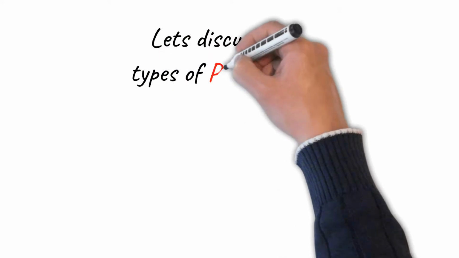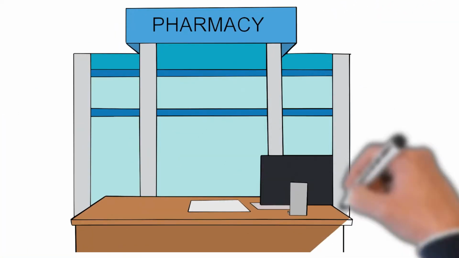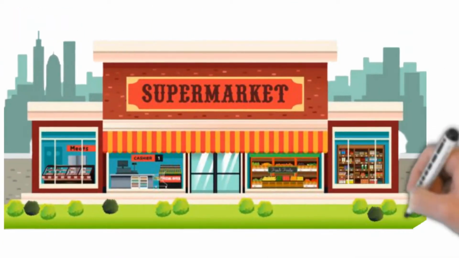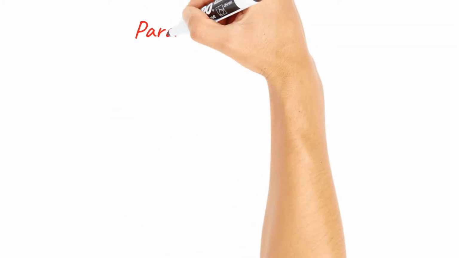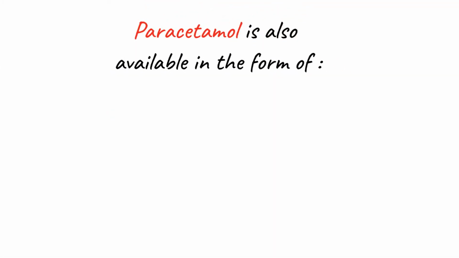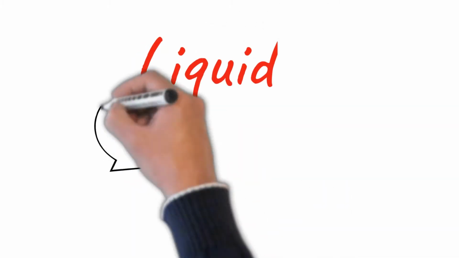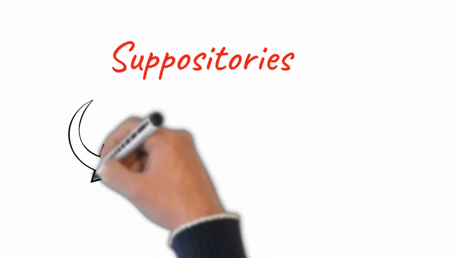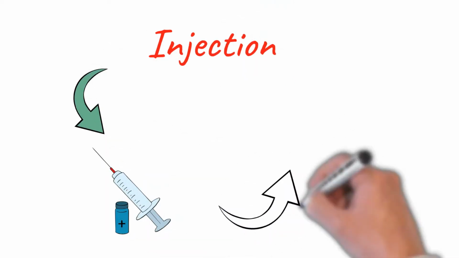Let's discuss the types of paracetamol. You can purchase most types of paracetamol from pharmacies or supermarkets. Some types are only available on prescription. Paracetamol is also available in the form of tablets, capsules, liquid, suppositories, and an injection given into a vein, normally only used in hospital.